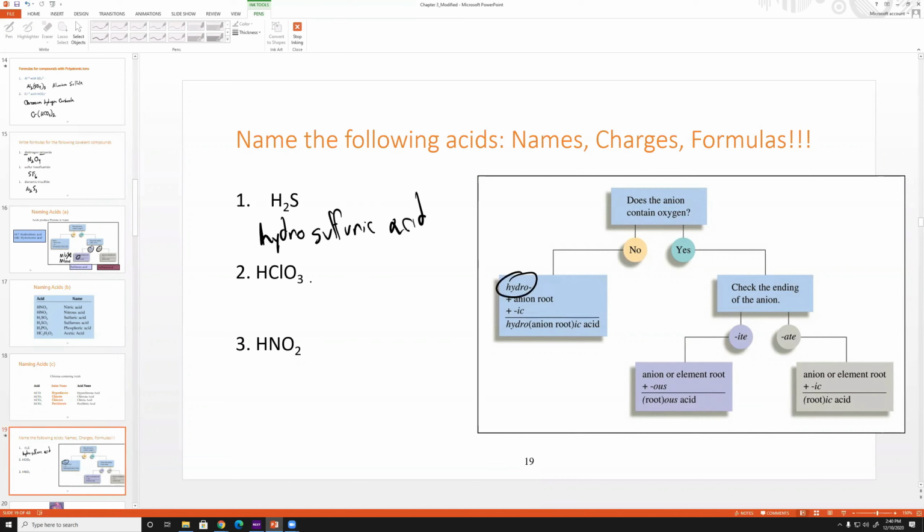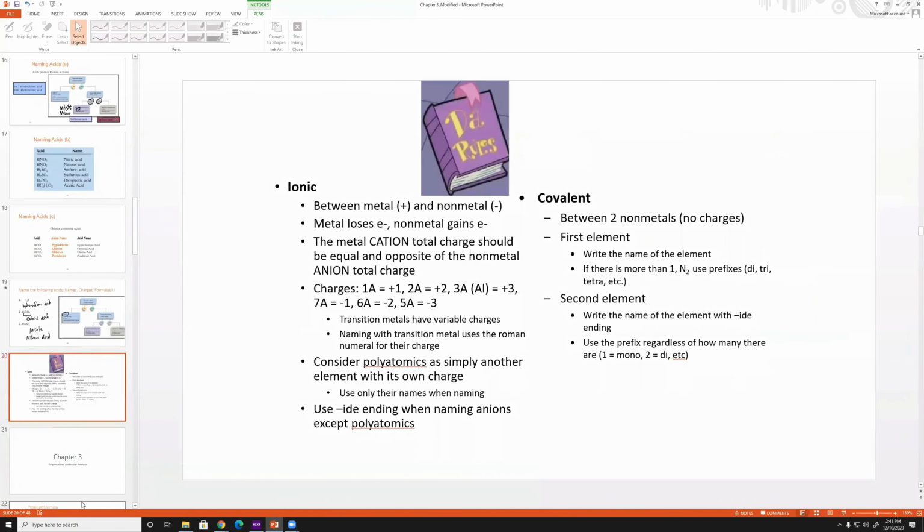Then you have HClO3. So ClO3 is our chlorate. So this would be chloric acid. Then you have HNO2. NO2 is nitrite. So this is nitrous acid, because the ITE, according to the chart, turns into an OUS ending. So it would be nitrous. And then to summarize, here are the rules for naming ionic and covalent bonds.